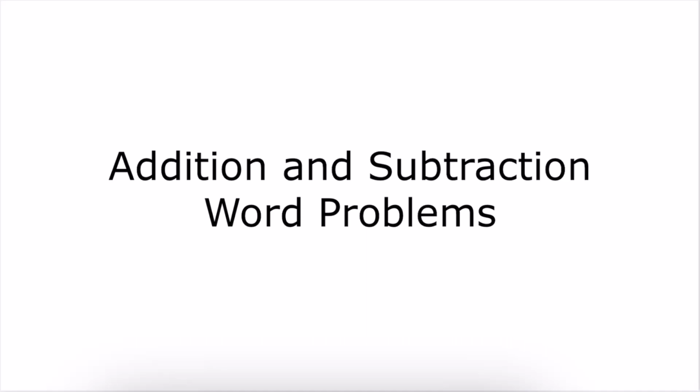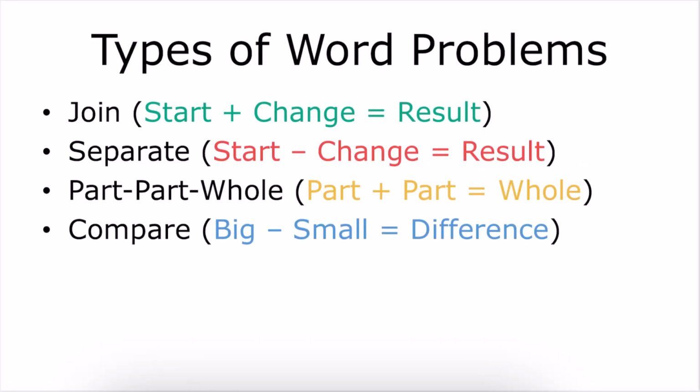In this video, we're going to talk about the 11 different types of addition and subtraction word problems that can show up when you're applying addition and subtraction to real-world situations. So these 11 different types of word problems can be categorized into these 4 categories. So we have join word problems, separate word problems, part whole word problems, and comparing word problems.